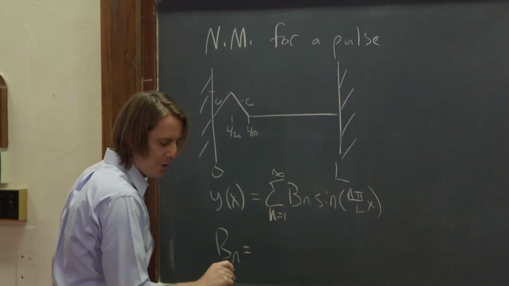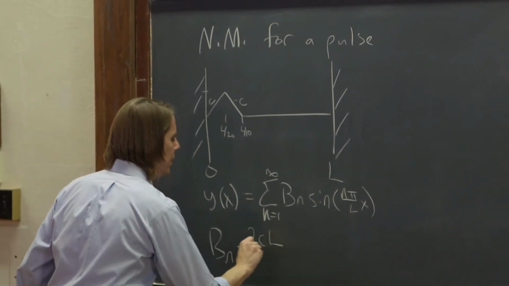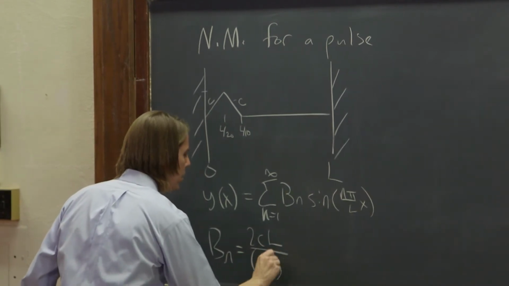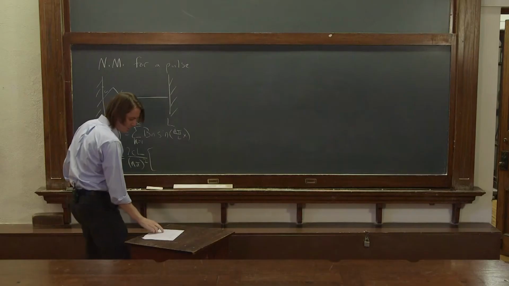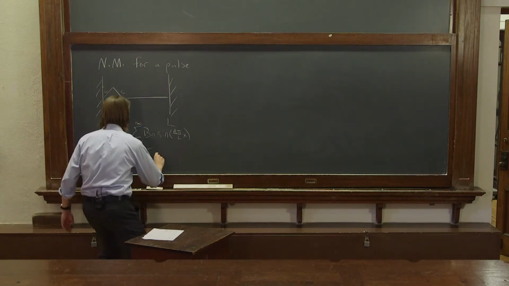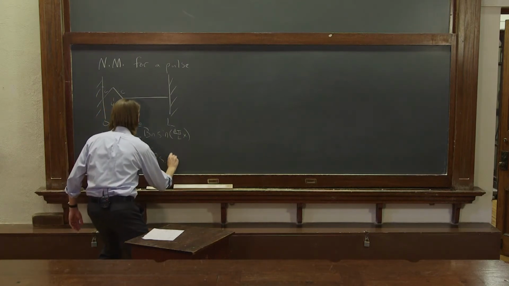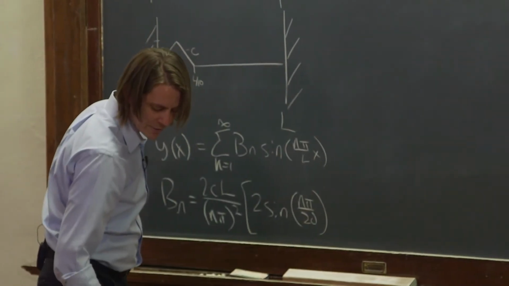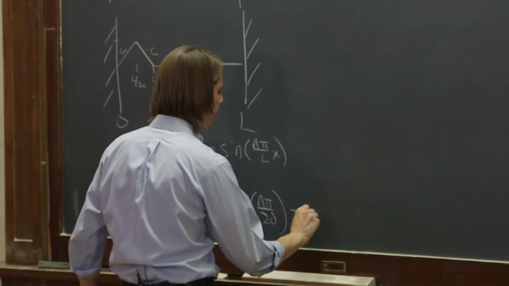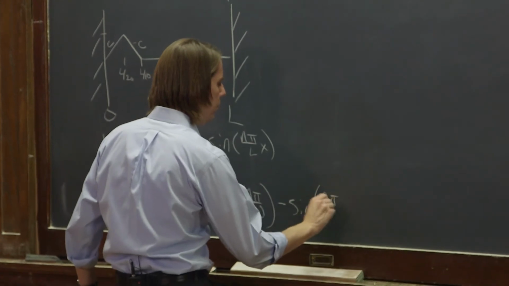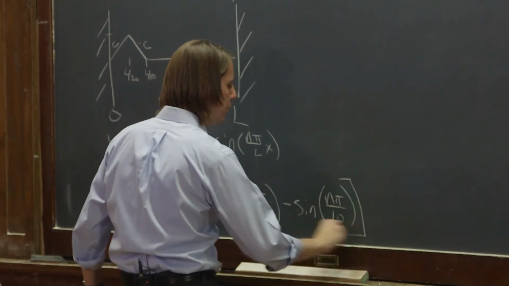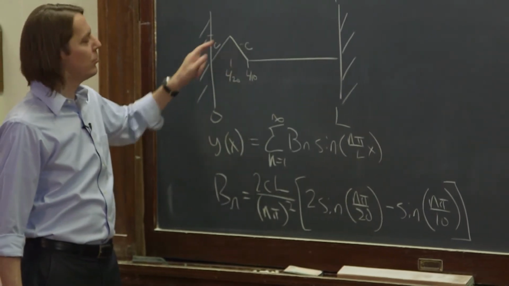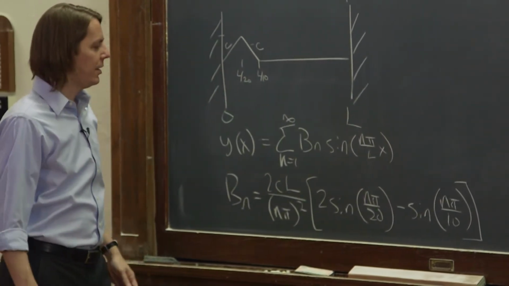You can see if you can get it on your own, though. It is 2cL over (n pi) squared, times 2 sine n pi over 20, minus sine n pi over 10. If you make enough terms like that, it'll make a triangular pulse here. It'll be flat everywhere else.